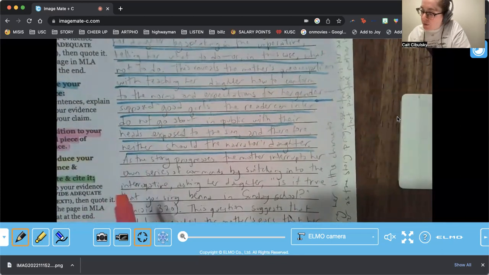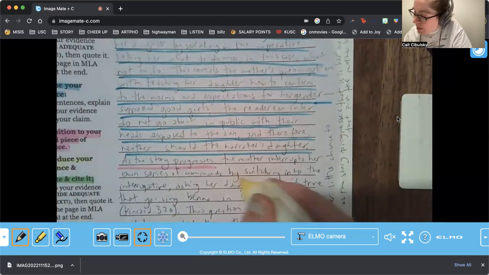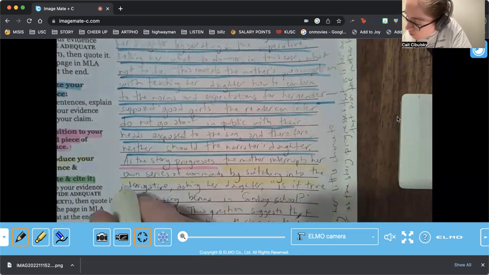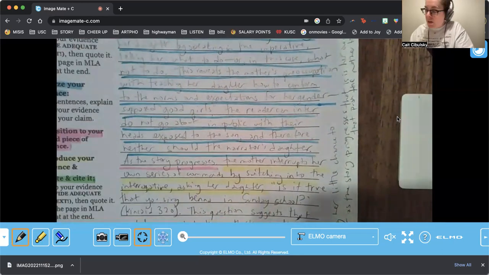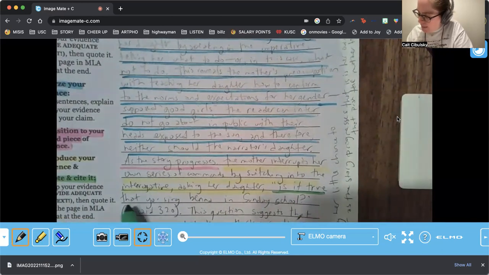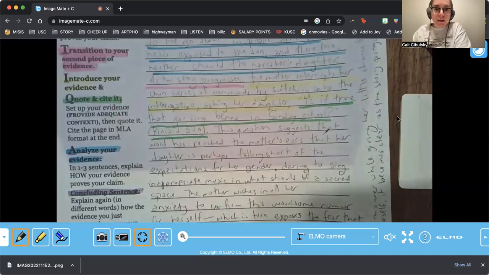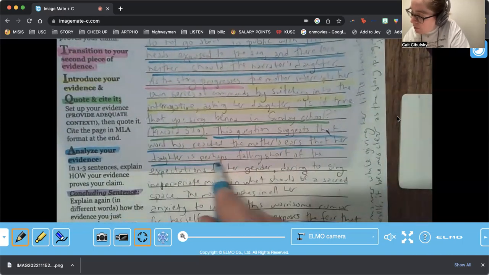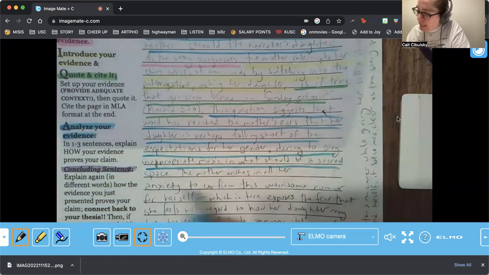We've got our transition to the second piece of evidence. It's just as simple as the story progresses, we're going to introduce that second piece of evidence. The mother interrupts her own series of commands by switching into the interrogative, asking her daughter, is it true that you sing Benna in Sunday school? Don't forget our citation there. This question suggests that word has reached the mother's ears that her daughter is perhaps falling short of the expectations for her gender, daring to sing inappropriate music in what should be a sacred space.